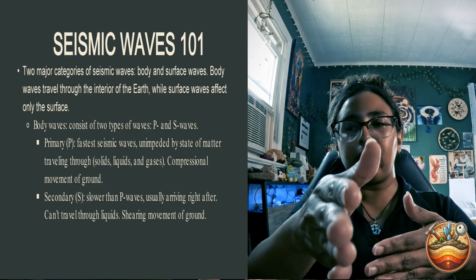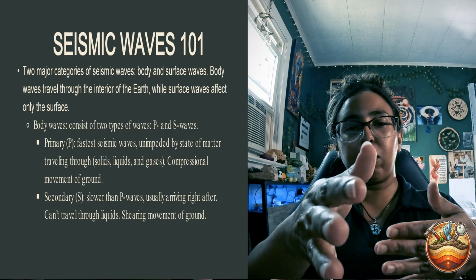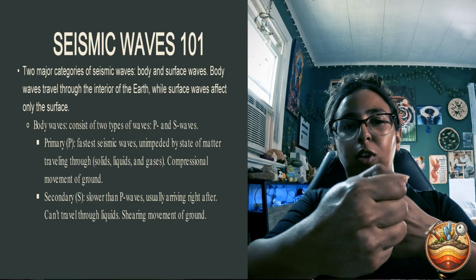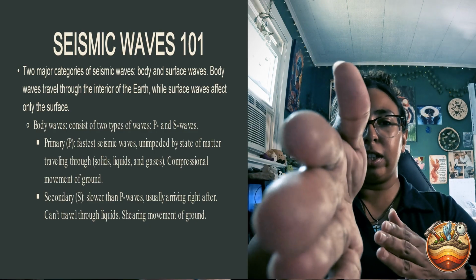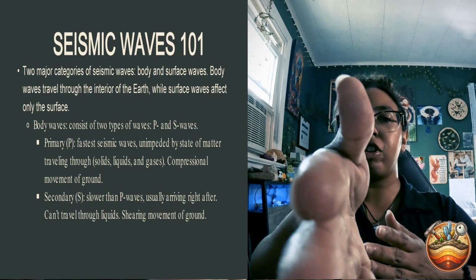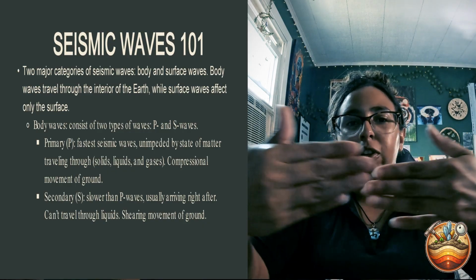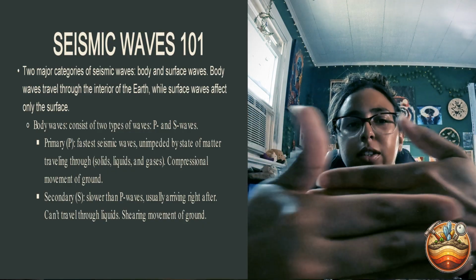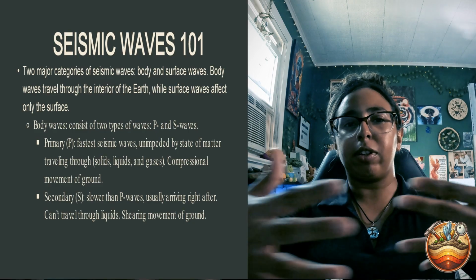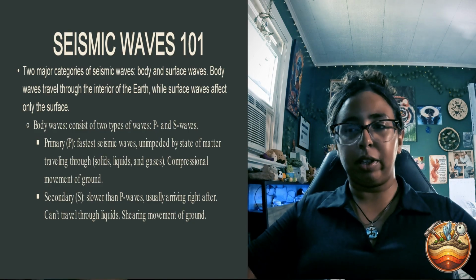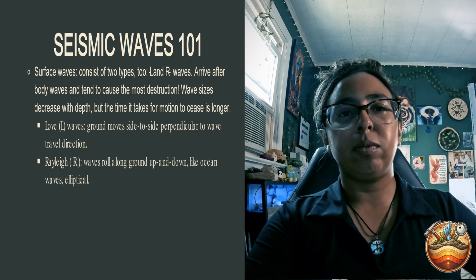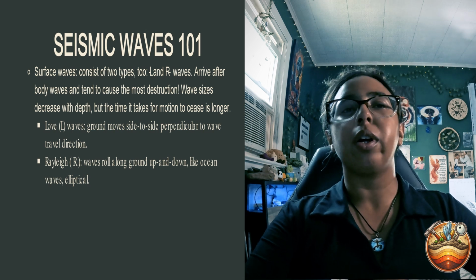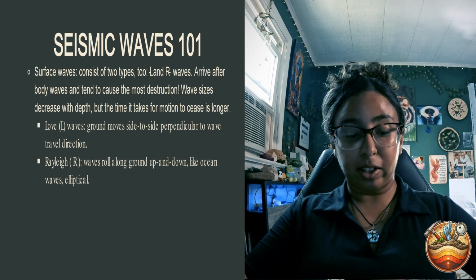That's the direction the P wave is traveling. And so the compressional movement is doing this along that line. Now, if the wave is traveling this way and it's a secondary wave, the shearing is actually doing this along the line, but in the opposite direction that the wave is traveling. It's perpendicular. And now, surface waves, moving on to slide 12, consist of 2 types as well.